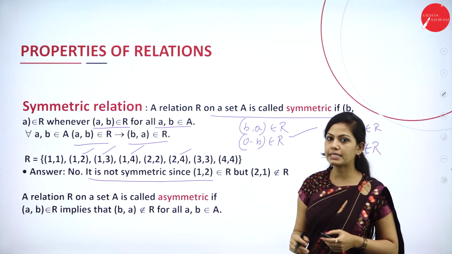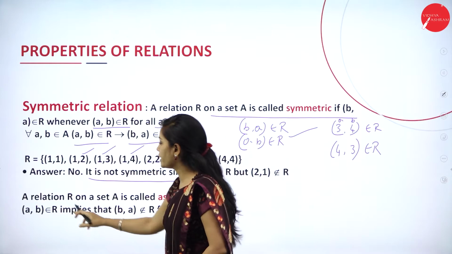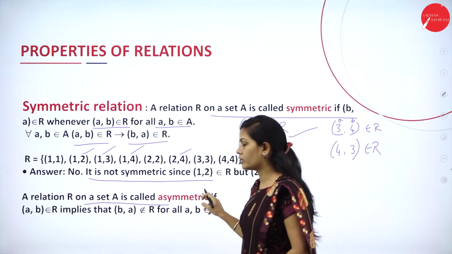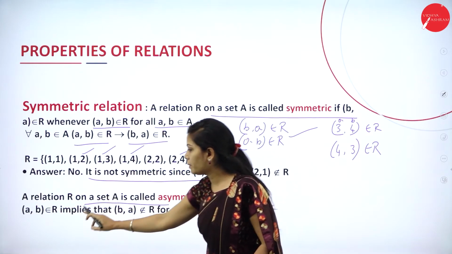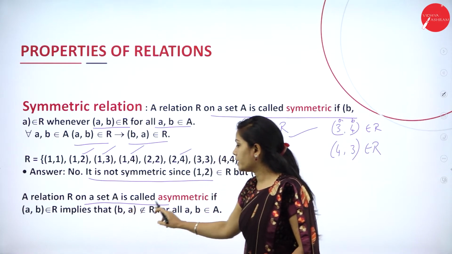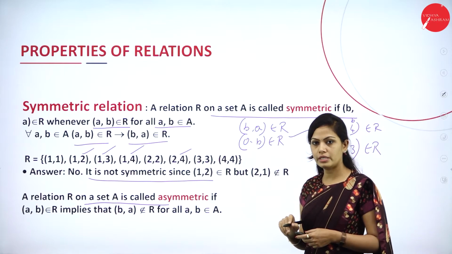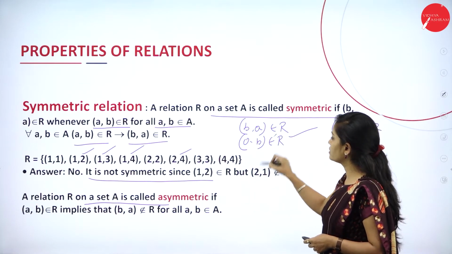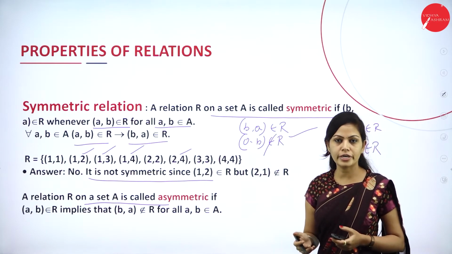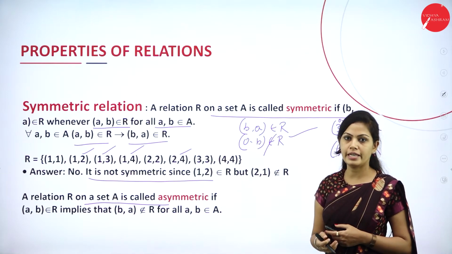And what is asymmetric? A relation R on a set A is called asymmetric if (a,b) belongs to R implies that (b,a) does not belong to R, for all a, b belonging to A. If this condition is satisfied, then we can call it an asymmetric relation.